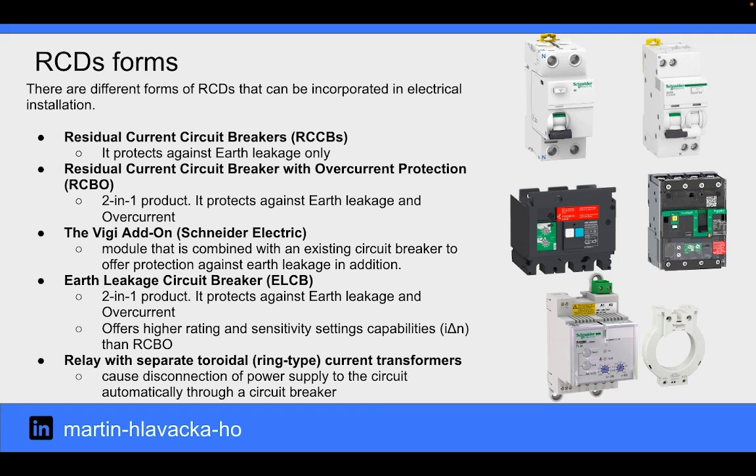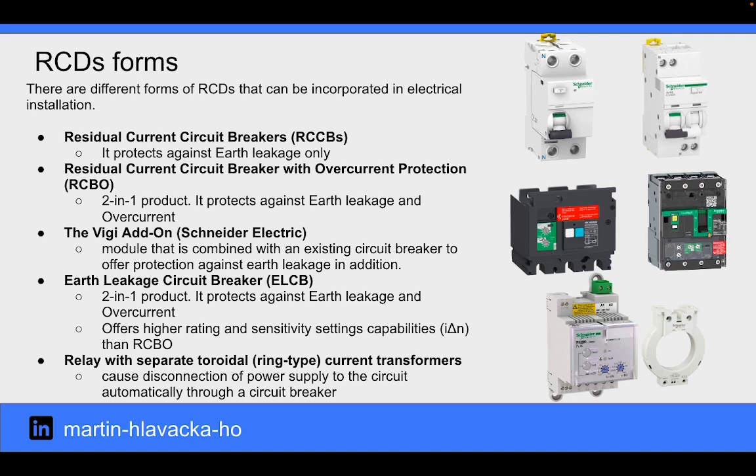Different forms of RCD can be incorporated into the electrical installation. The first form of RCD is residual current circuit breakers, or RCCB, which is the most common. The second form of RCD is a residual current circuit breaker with overcurrent protection, or RCBO, which is a two-in-one product. It protects against earth leakage and overcurrent.